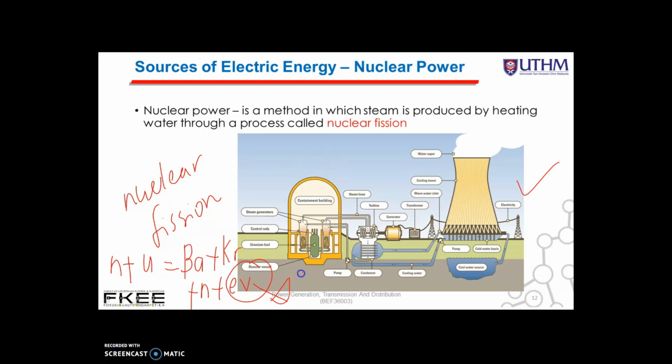This is where the nuclear fission happens, and the nuclear power plants will produce heat. From the nuclear fission it will produce the heat, and then this heat will hit the water to produce steam. The steam is then used to spin the large turbines and generate the electricity. That is about nuclear power.